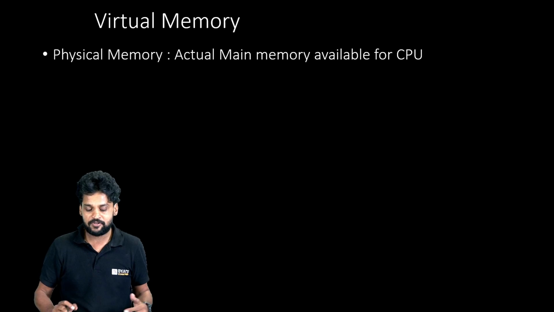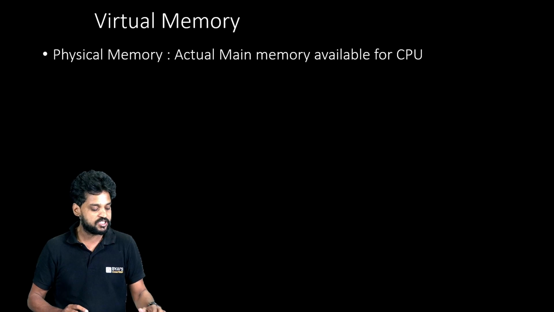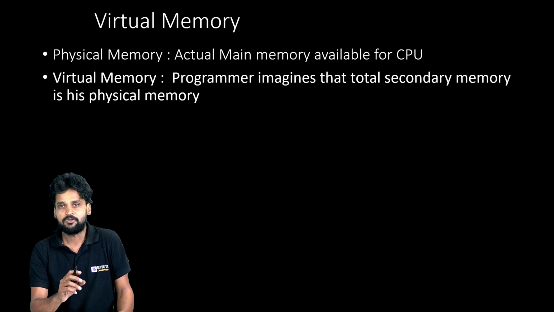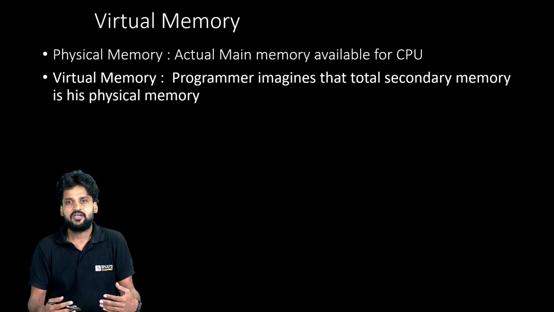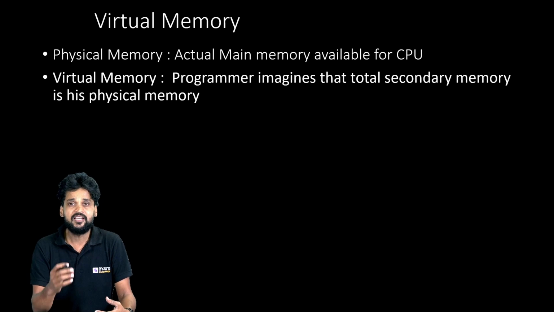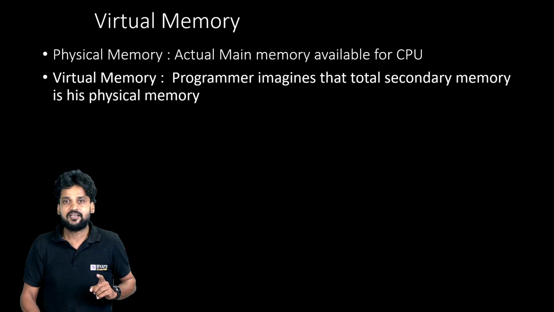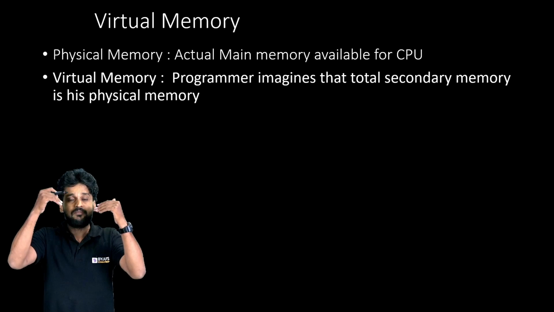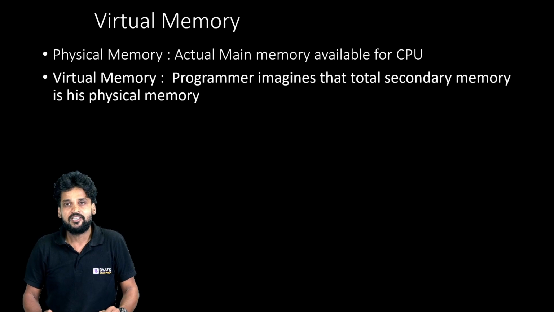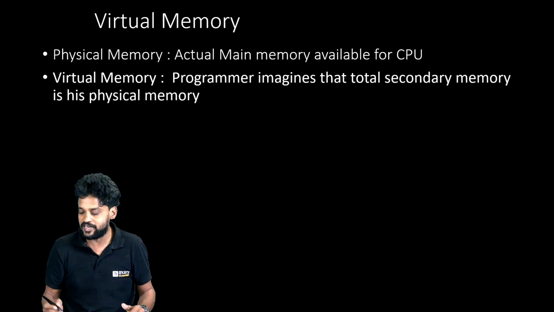The physical memory is connected to the CPU motherboard. That is the only available memory for a programmer or a CPU. In the virtual memory system, the programmer imagines that the total secondary memory is his physical memory. Whenever a program is being constructed, the programmer needs to design the addresses and provide an address length. That address length must be equal to the number of address digits needed to represent the main memory. But in virtual memory systems, the programmer thinks that the total main memory is equal to the secondary memory. Let us understand with an example.